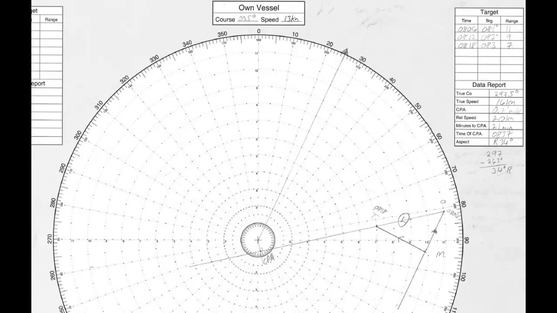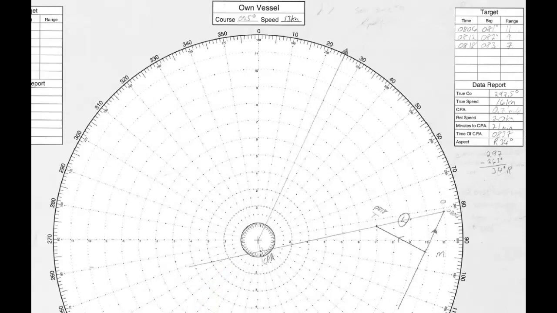Risk of collision does exist, but the CPA is unclear, and therefore a radar plot must be completed. The target ranges and bearings are plotted on the plotting sheet. By plotting, we can see that the OT, relative motion line, indicates that risk of collision does exist and that the CPA is about 0.7 miles.